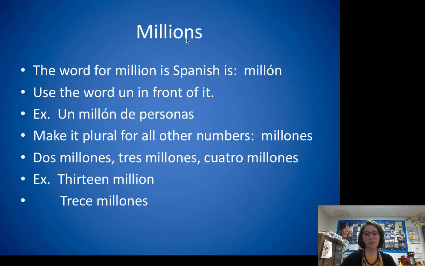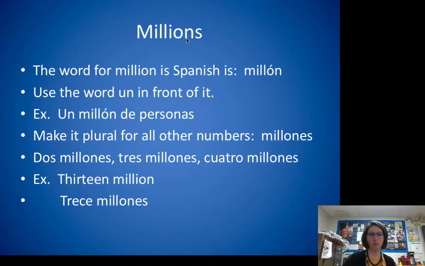However, once you start adding numbers to it, unlike the thousands, right, we don't say 3,000s, we don't make it plural, but we do make million plural. So the plural for million is millones. Notice the rule still applies. Since we added es to the end of this, you have to remove your tilde. Okay, so it's M-I-L-L-O-N-E-S, no tilde.